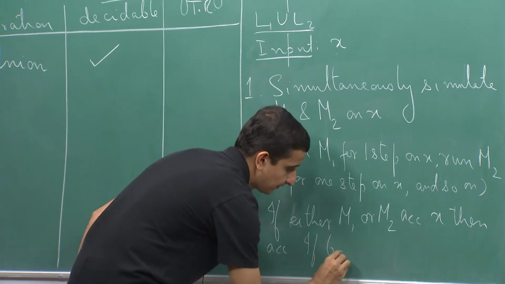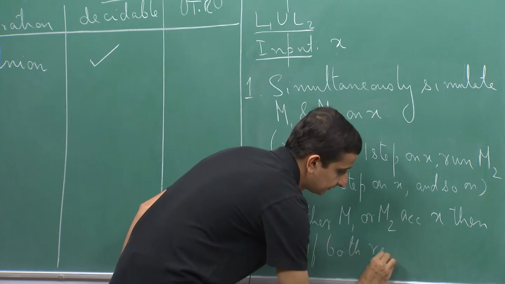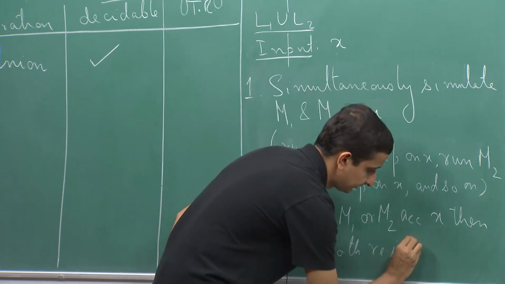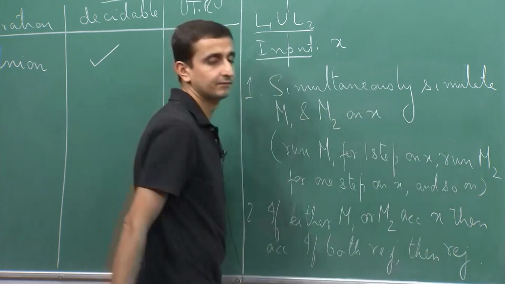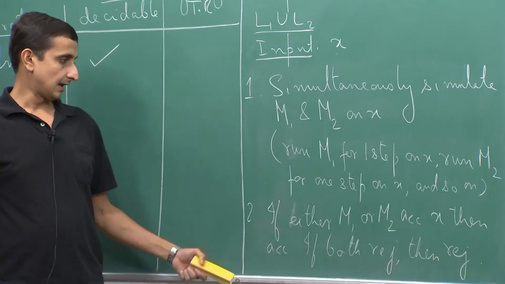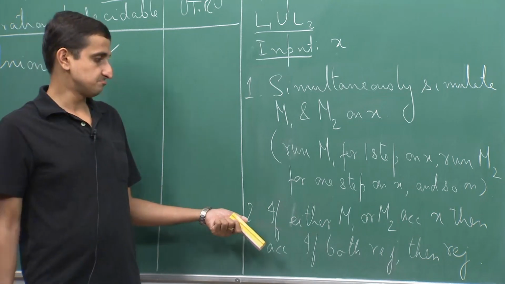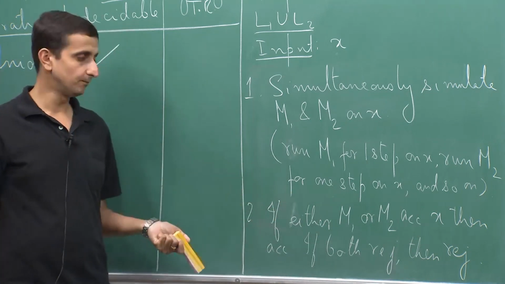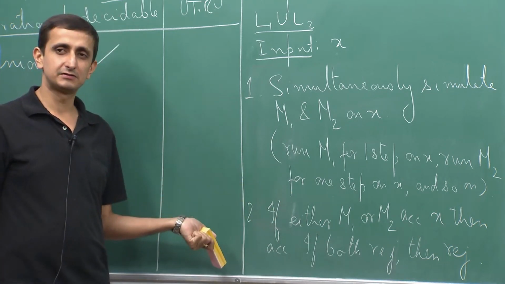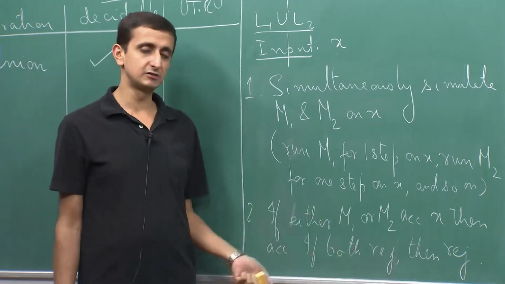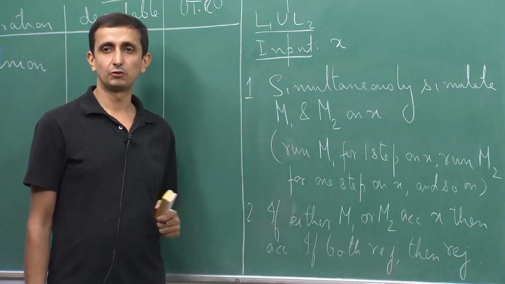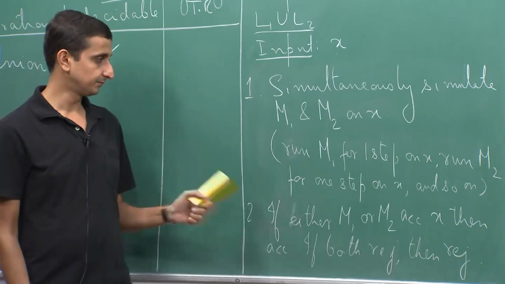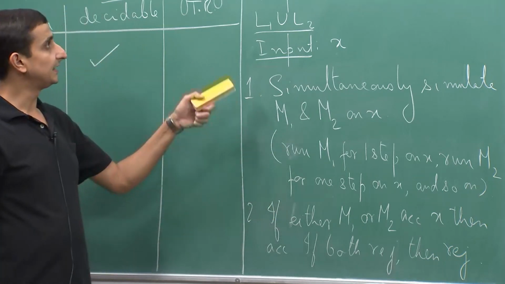If both reject, then reject. And if both of them go into an infinite loop, or if one rejects and the other goes into an infinite loop, even then we do not do anything, we just go into an infinite loop, it does not matter.